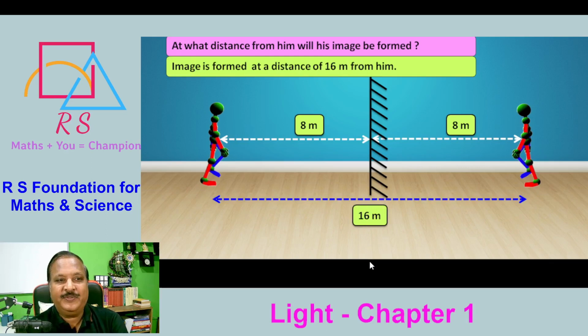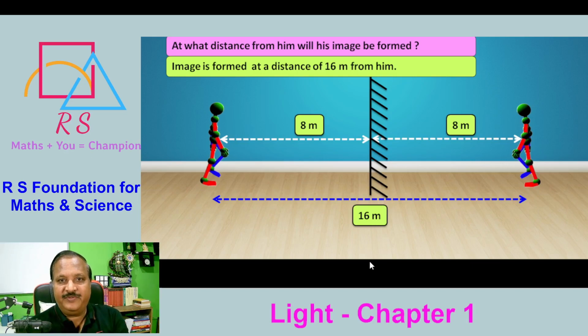Okay, so the image is formed. The image distance is 8 meters, because image distance is the distance between the image and the mirror. So then what is the distance between the object and the image? Object distance is 8, image distance is 8. So the total distance is 16.